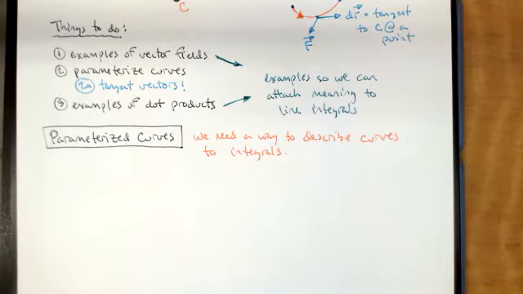Here's what we want to do. A curve is just going to be a set of points in R2 or R3. I guess it could be a set of points in R whatever we want. But the important thing here is we're describing a one-dimensional set of Rn.